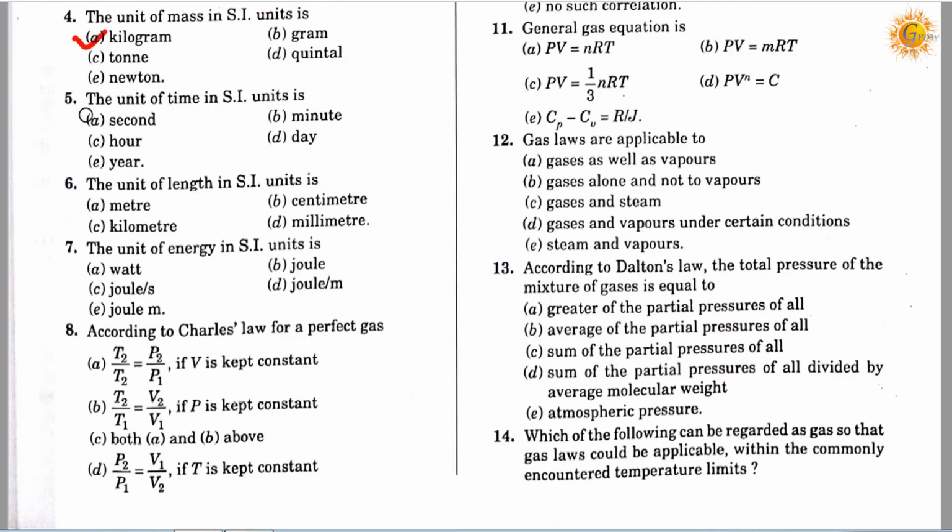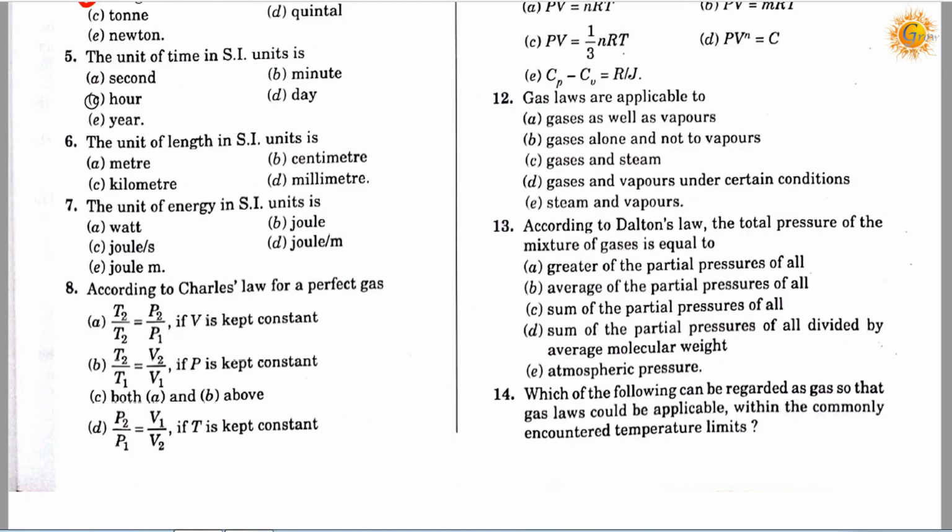Question number 5. The unit of time in SI units is: option A second, option B minute, option C hour, option D day, option E year. So the correct answer is A, it will be second.